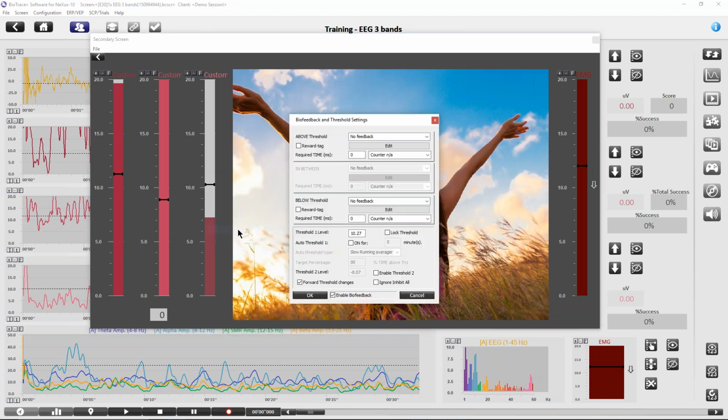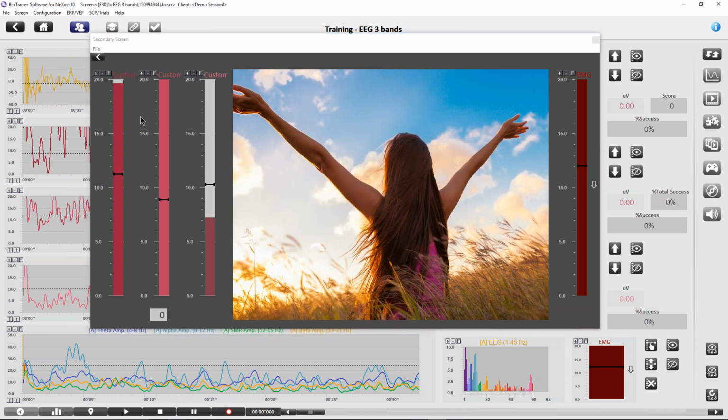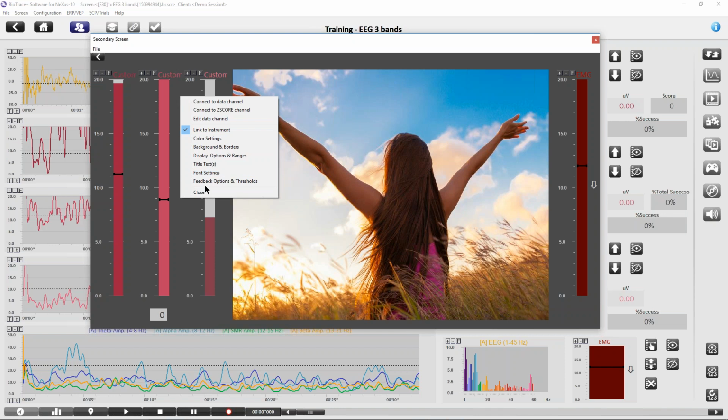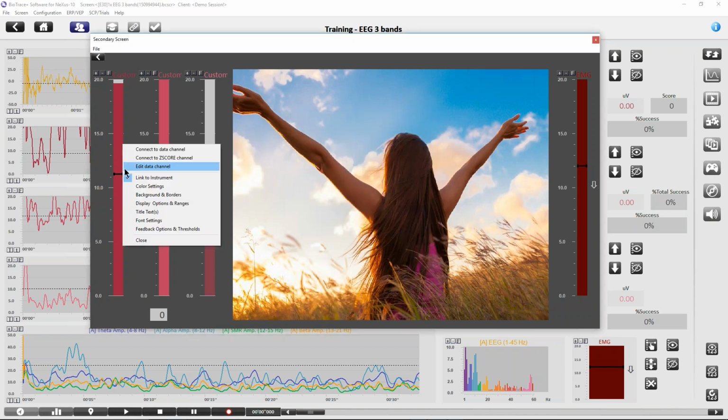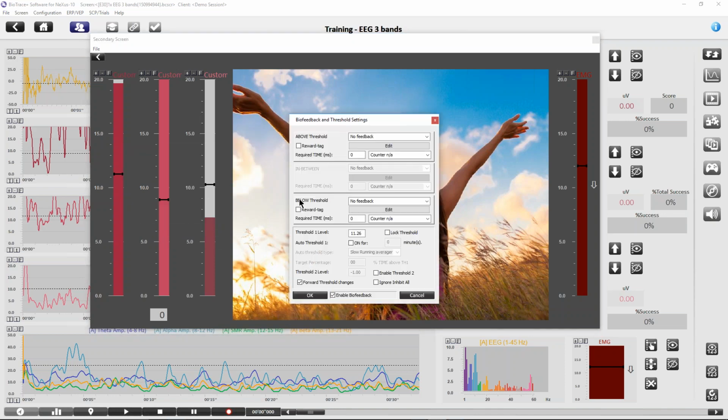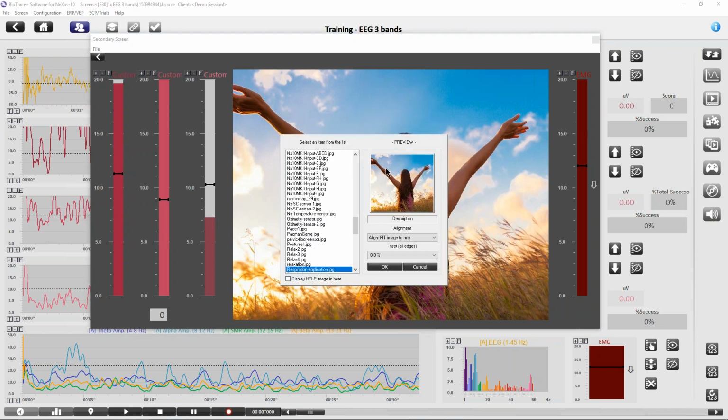Generally, I would be able to find a feedback options and thresholds setting function that will allow me to change the music. Let's see if I can change the image and get rid of that. Let's see, what do I want? We'll just use a water file.